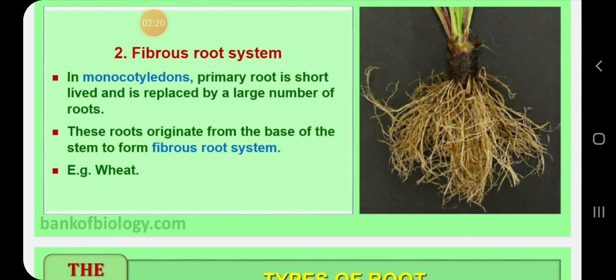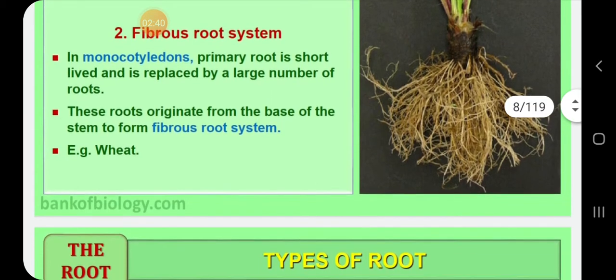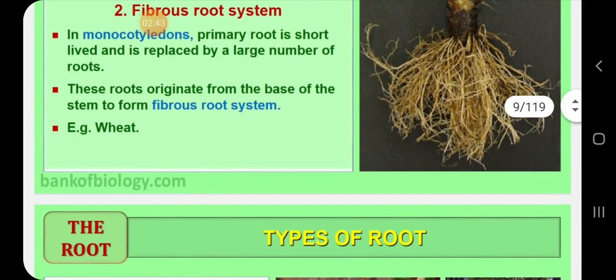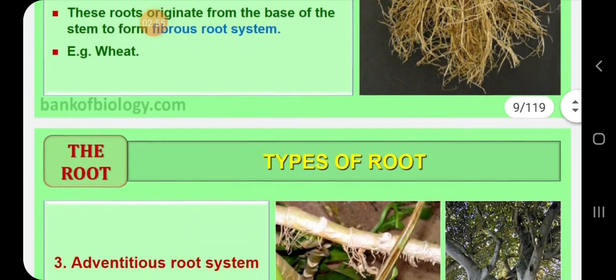Now the fibrous root system. All the monocotyledons have a very short-lived primary root, which is very early replaced by a large number of fiber-like roots, and these roots originate from the base of the stem to form the fibrous root. You may have seen this type of root in onion, and also in the bamboo plant, which most people grow in their homes as a decorative plant. Wheat and grass are other examples.